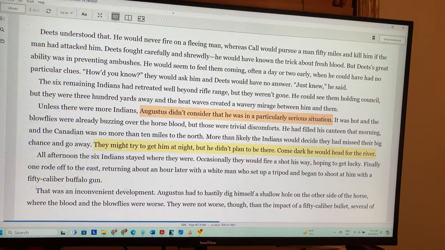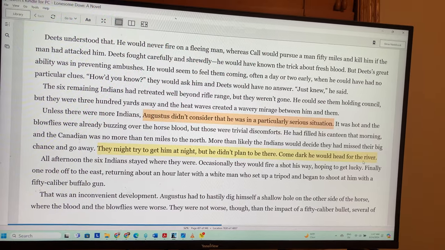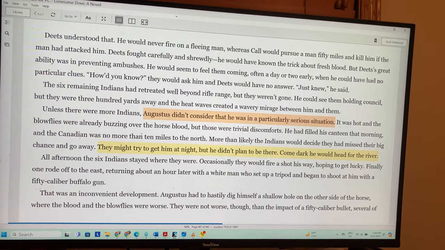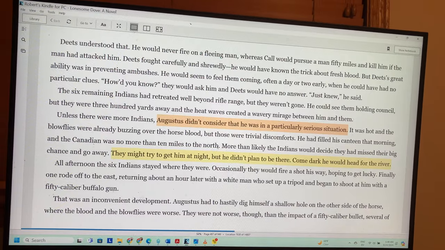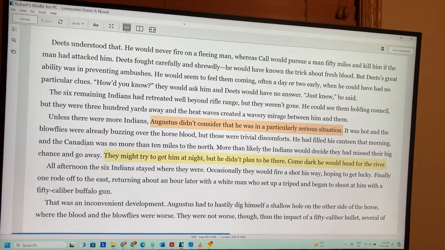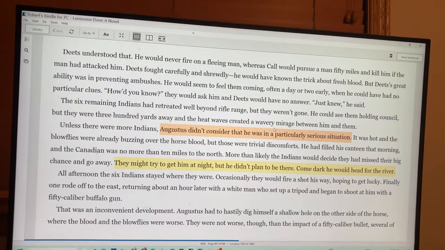Concluding, they might try to get him at night, but he didn't plan to be there. Come dark, he would head for the river. The Canadian River is no more than 2 miles to the 10 miles to the north. He can walk there during the night. Well, there's more. Just as I said, it goes scene, sequel, scene, sequel.